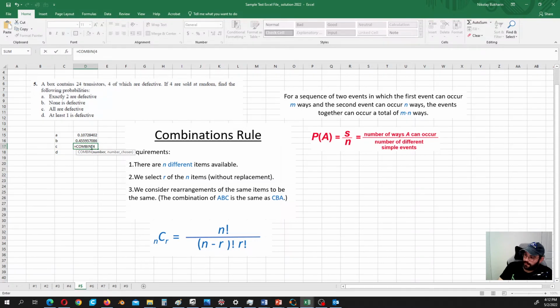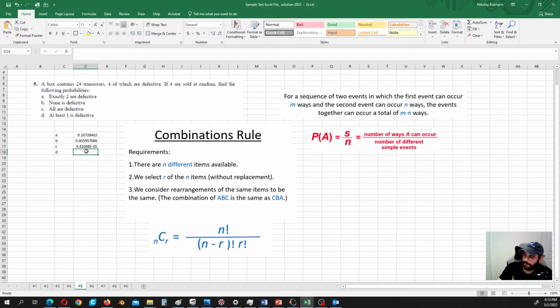All are defective. So same thing here, we have only one event, and we take 4 transistors out of 4, and we divide by number of different simple events, and this is going to be combinations 24 and 4. So not really probable event.